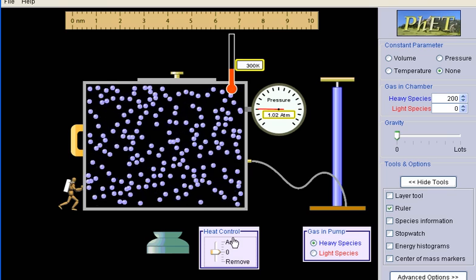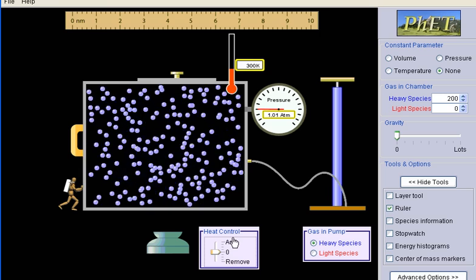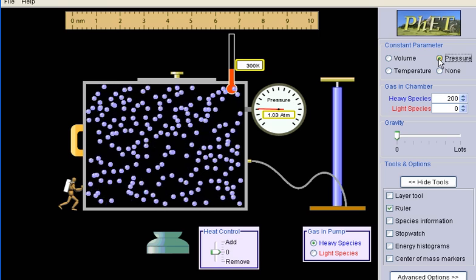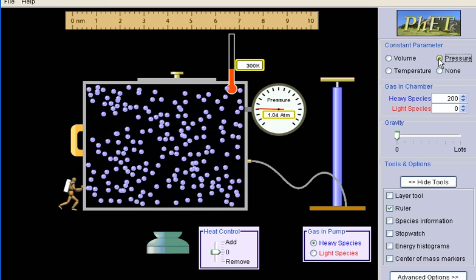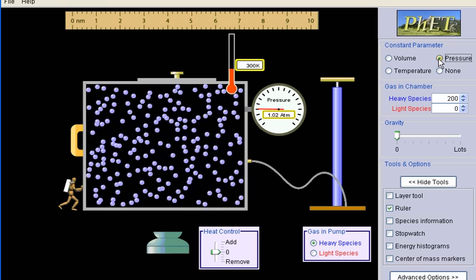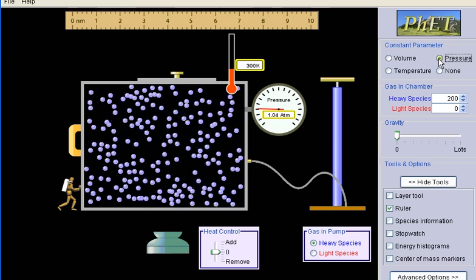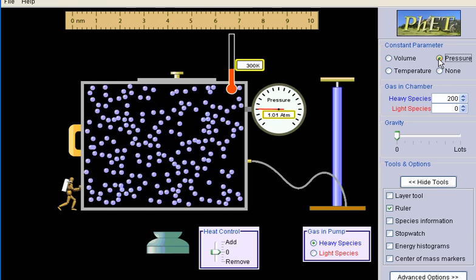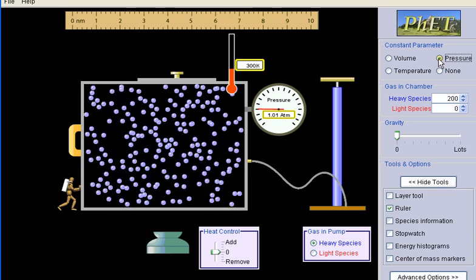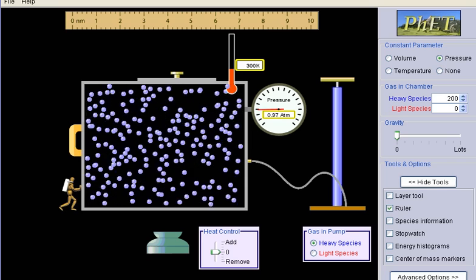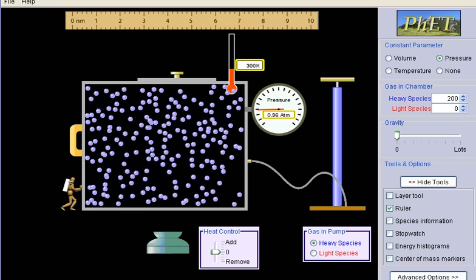Now the next thing we're going to do is keep the pressure constant. Right now the pressure is at 1 atmosphere, so you're all at 1.0 atmospheres. So when you change your temperature and see what happens to the volume, you don't want to take any measurement of the volume until the pressure's back down to 1.